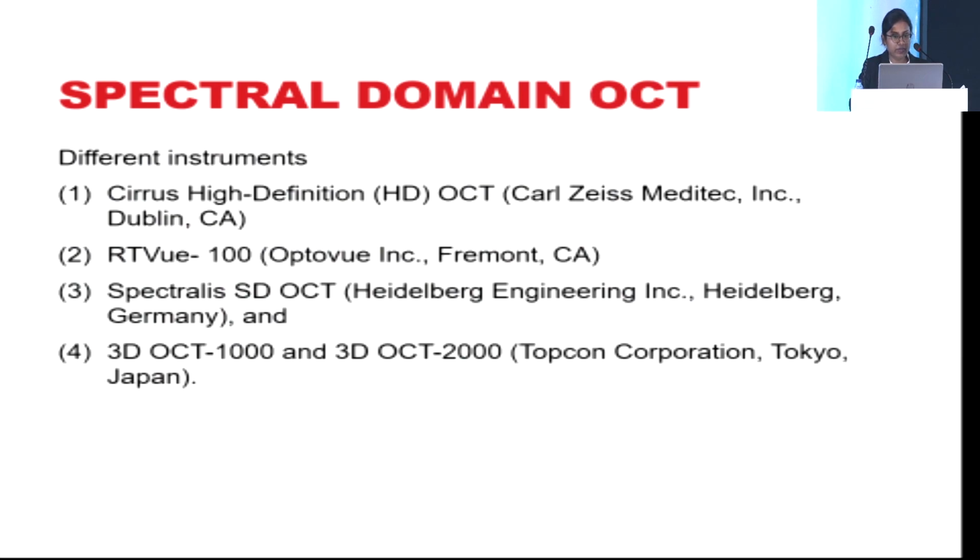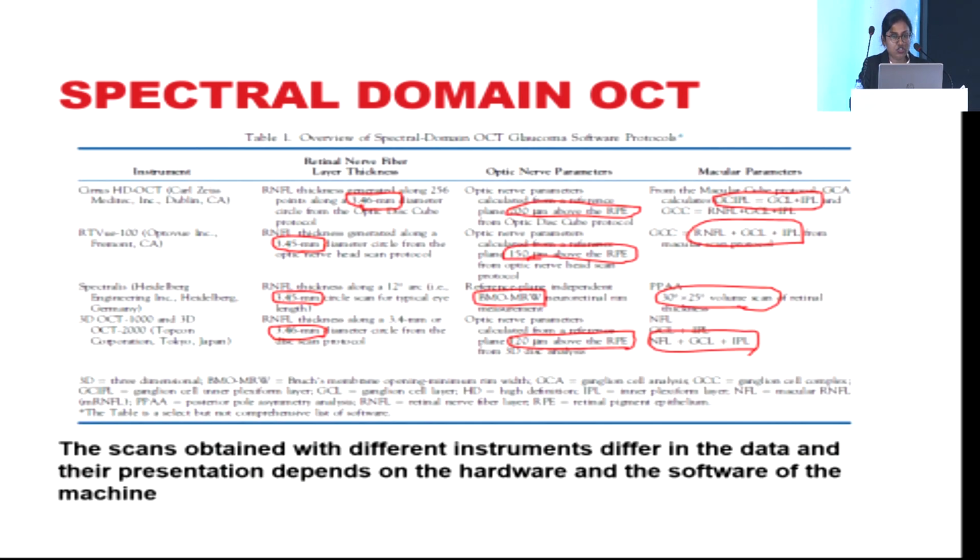So different instruments are there in spectral domain OCT, like Cirrus HD OCT, RTVue, Spectralis HD OCT, 3D OCT 1000, 3D OCT 2000. The basic difference, and why we are mentioning this here, is that the different instruments have different scanning protocols. So if we are doing an OCT scan in one machine, we have to compare it with that machine only. The multiple scans should be done by that machine because all the machines have different scanning protocols.